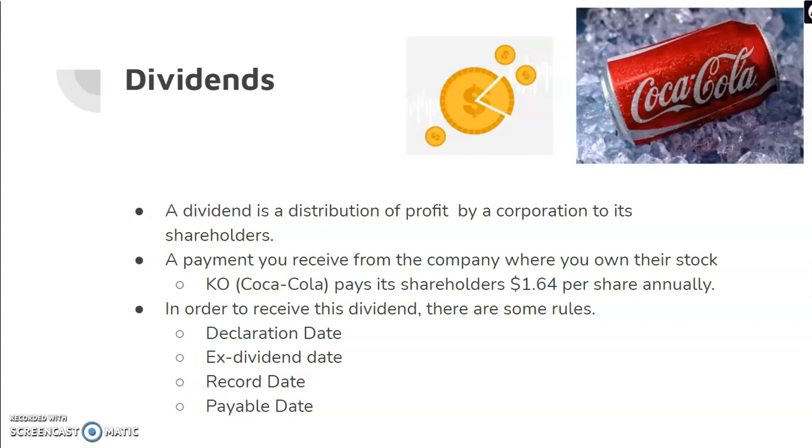Now that might sound like nothing, but early investors in Coca-Cola like Warren Buffett, who own millions of shares, make $1.5 million every day on Coca-Cola dividends alone. Now, in order to be eligible for these dividends, there are some rules or dates you need to be aware of. The declaration date, ex-dividend date, record date, and payable date.